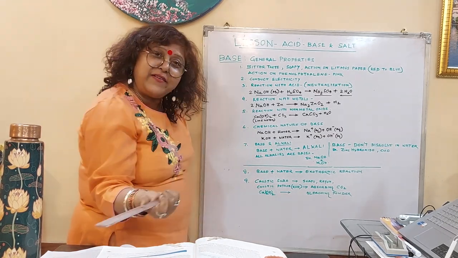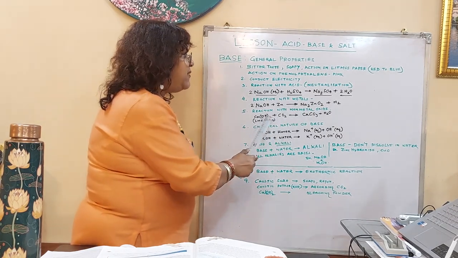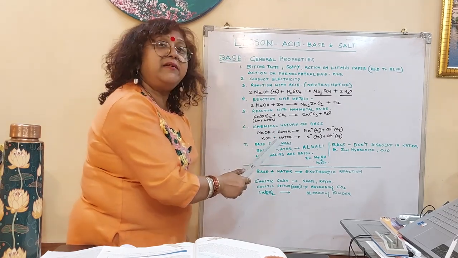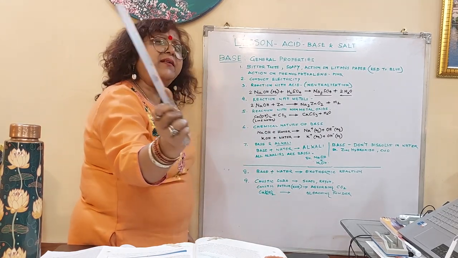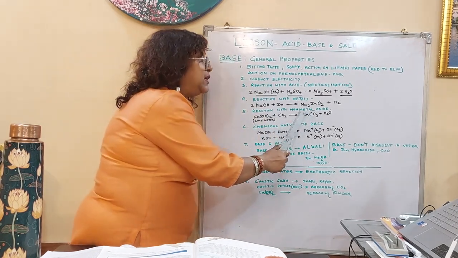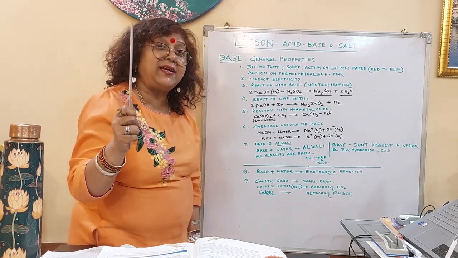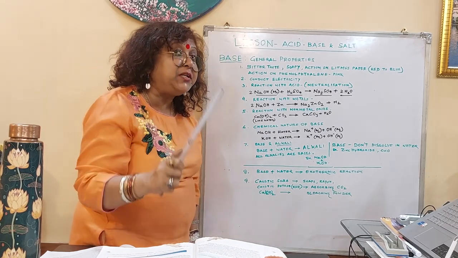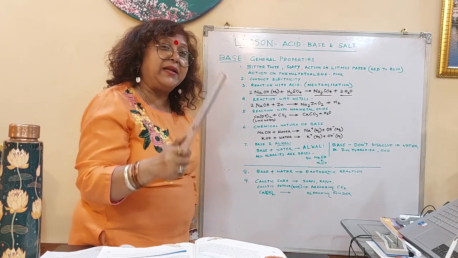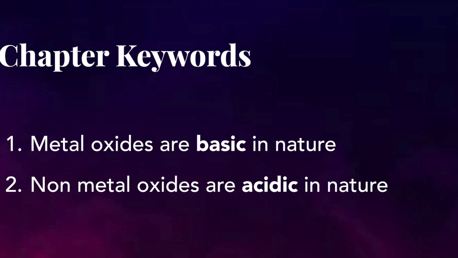Now the next important reaction: bases react with non-metal oxides. I have taken the example of carbon dioxide. Here it can be sulfur dioxide, or any other non-metal oxide, like CO2, SO2. You should remember, non-metal oxides are acidic in nature. If you compare magnesium oxide and sulfur dioxide, a quick recap: MgO is basic in nature. Magnesium is a metal, so metal oxides are basic in nature and non-metal oxides are acidic in nature.